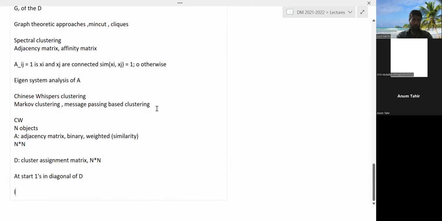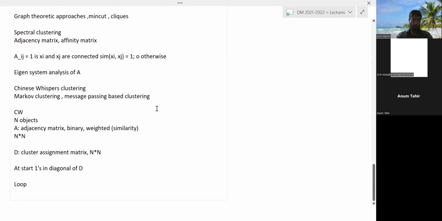And then we have a loop. And in the loop you do two things. Let's say D prime, this is a matrix D prime. I multiply this D and A. So what is D and A multiplication? A is the adjacency matrix or affinity matrix, and D is the assignment matrix. So based on the assignment matrix, you multiply this affinity matrix, all those ones, we could probably do this next time.